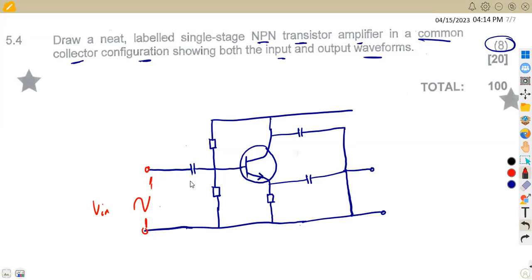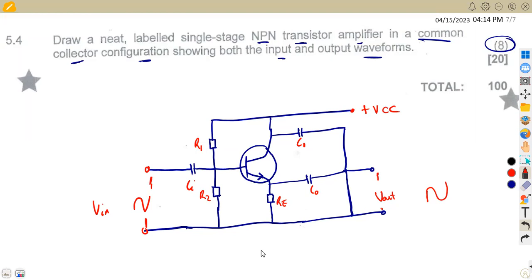Here we have got the input capacitor, the input resistors, which is the voltage divider, R1 and R2 here. Then we have got our RE. Then we have got our C1, let's just say C1, and the output, which is CO. Then this is where we have our V out, which is an AC output. That is your output waveform. Then this is plus VCC. So yes, we can have it this way. That is an NPN common collector configuration. Take note.